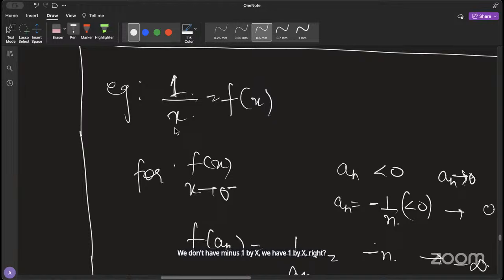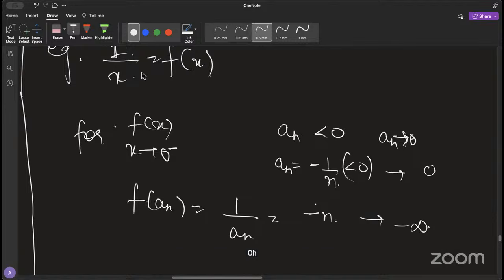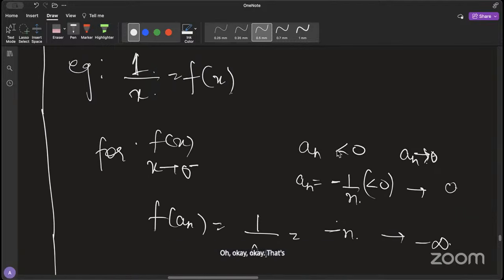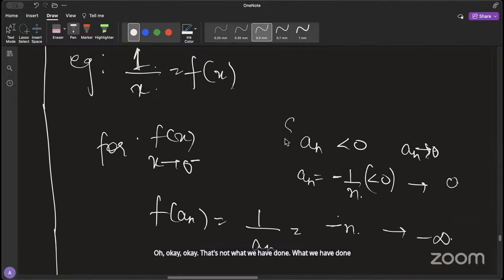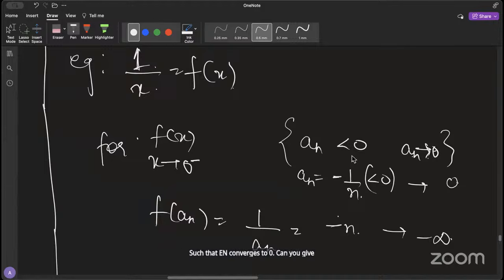I don't mean that. I mean the sequence a_n equal to minus 1 by n. Oh, okay, okay. That's not what we've done. What we have done is you have to choose a sequence a_n less than 0 such that a_n converges to 0. Can you give me a sequence that is less than 0 and converging to 0? This is an example of one such sequence. If I have minus 1, minus 1 by 2, minus 1 by 3, this is converging to 0 and the sequence is negative, right? Less than 0. That's why we've taken this example.